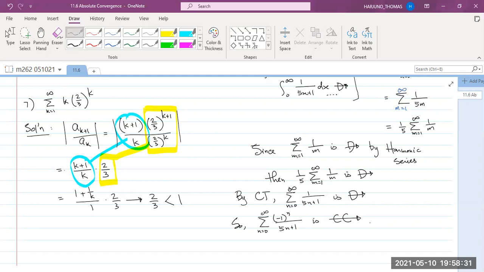Now from here we see that because the limit of the ratio is 2/3, which is less than 1, we conclude right away that this series is absolutely convergent.